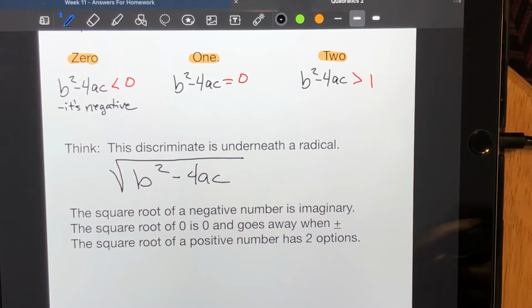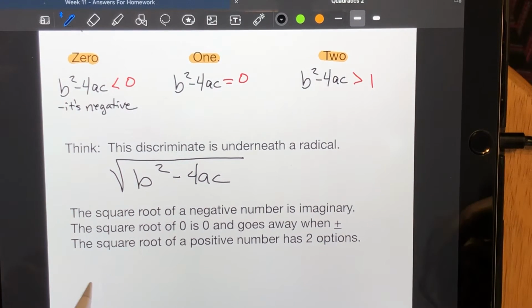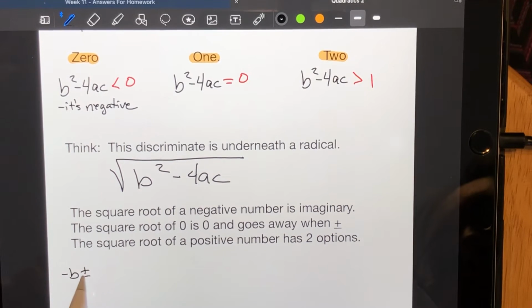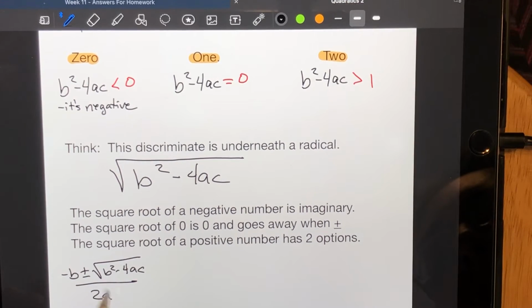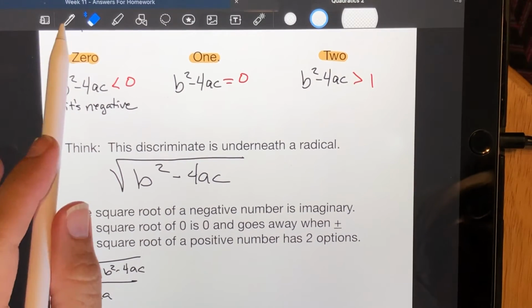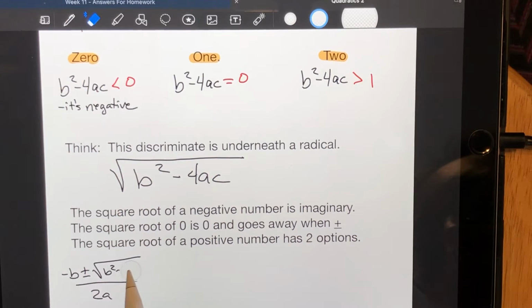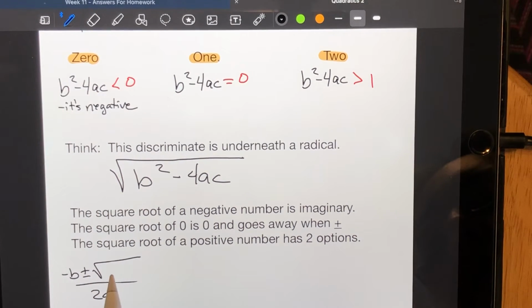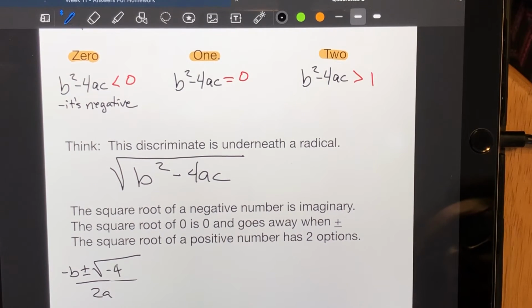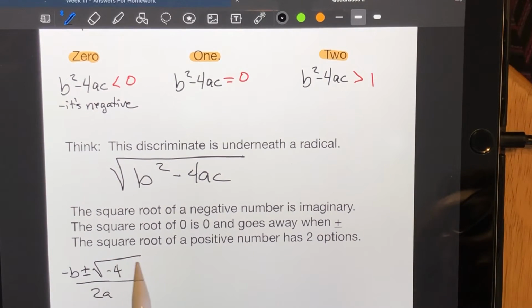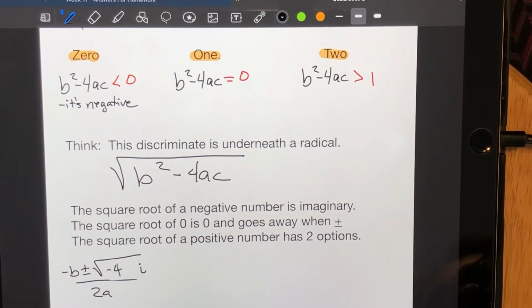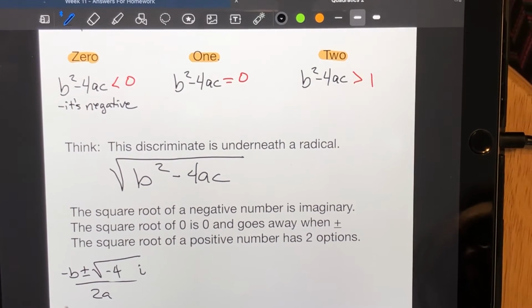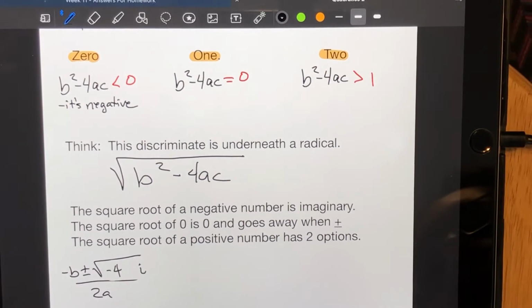And so when we think about how that works, if I have my negative b plus or minus, and I'm going to use my discriminant right here, we're just going to move it in and out. If this whole part here is negative 4, I now have an imaginary number. I have an i involved. So since it's imaginary, it didn't actually cross the x-axis anywhere. So I have no solution. That's why we have 0 solutions there.